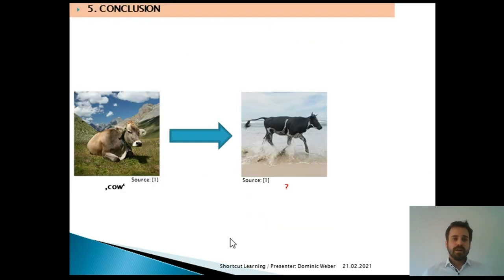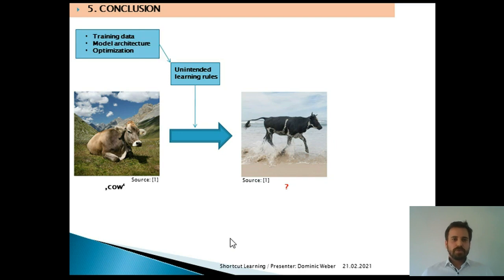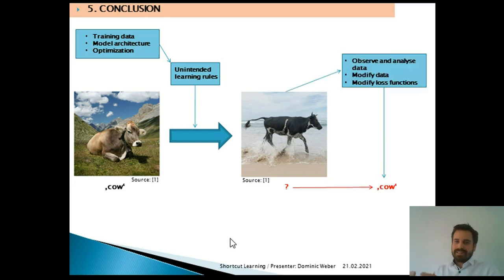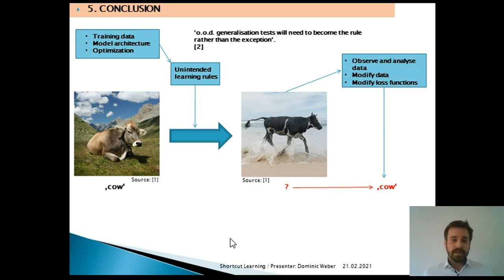In conclusion, we have seen that neural networks often solve problems with unintended and simple features, and this does not generalize well to OOD data. The problem is caused by training data, the model architecture, and the way we do backpropagation. There are several successful methods for both detecting and countering this, but they may only be applicable to certain types of problems, and they may require further knowledge about the data set. One thing is for certain, as Geirhos states, OOD generalization tests will need to become the rule rather than the exception. And now my concluding thought.